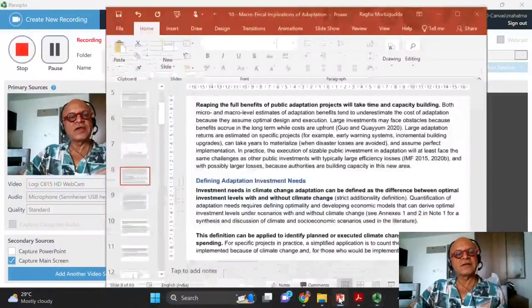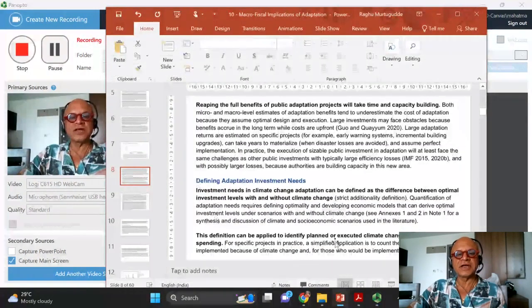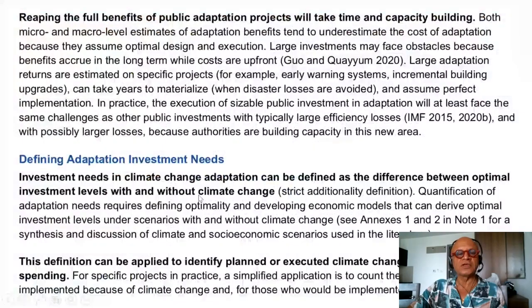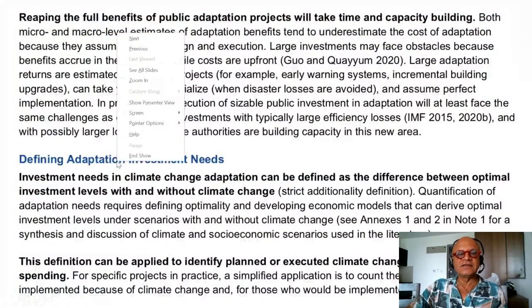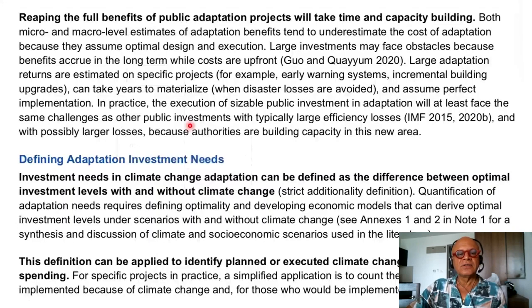So we are looking at macro fiscal issues, and in this podcast we'll continue with further details like defining adaptation investment needs, which is what macro fiscal management will be all about, how to create space for adaptation funding. Investment needs in climate change adaptation can be defined as the difference between optimal investment levels with and without climate change. So this is typically what attribution of climate change tends to be all about.